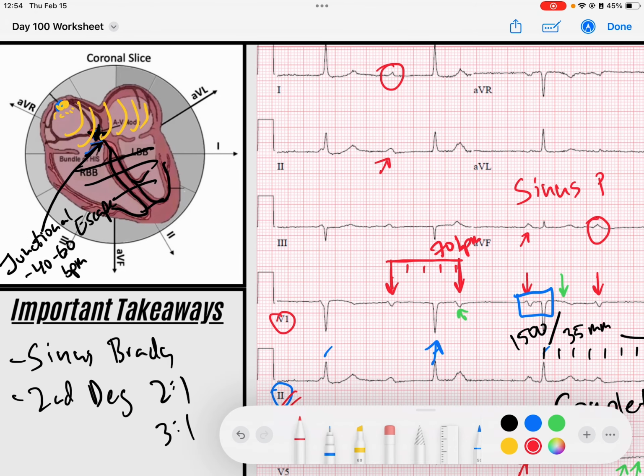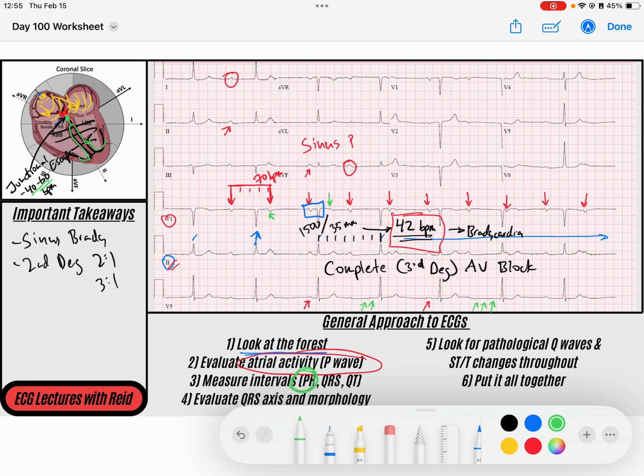And that's because these P waves, like we said, are just depolarizing the atria, but they're being blocked by the AV node. And so the ventricles are like, well, I need to beat. So luckily, this person has an intact His bundle that can fire off junctional beats into the ventricles at this rate of 40 to 60 beats per minute and keep this person alive.